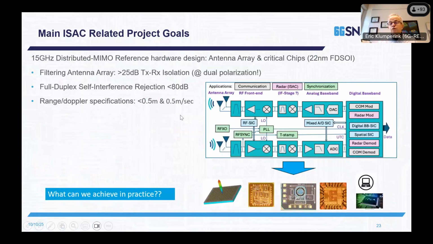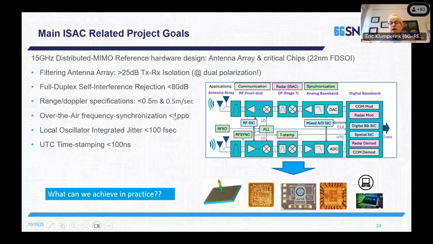So we are very much focused on the hardware. We develop IC hardware chips and radio array, phased array antenna solutions. And some specifics that we work on are filtering antenna with improving self-interference isolation for full duplex and self-interference cancellation techniques. And then the ISAC goals are 0.5 meter and 0.5 meter per second that we target. But we try to do it with very simple, minimalistic hardware, not too big arrays.